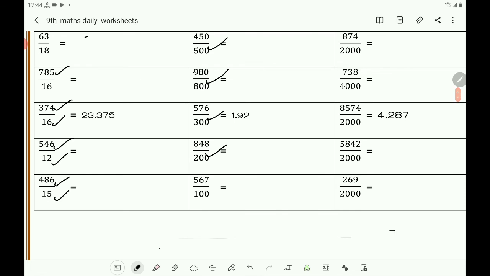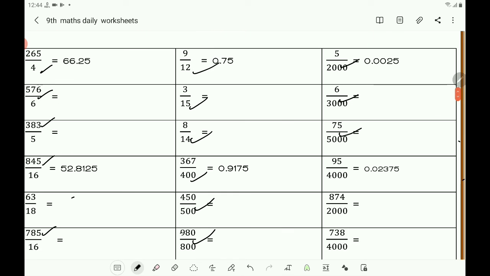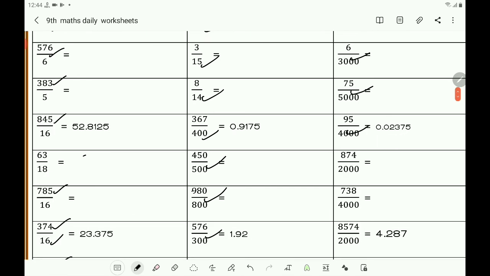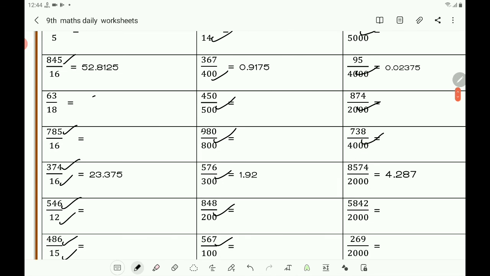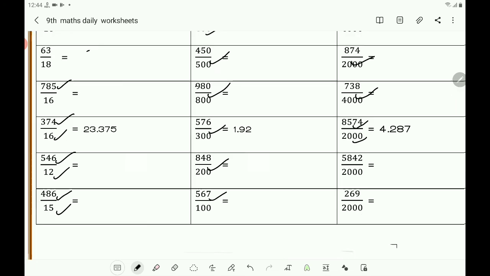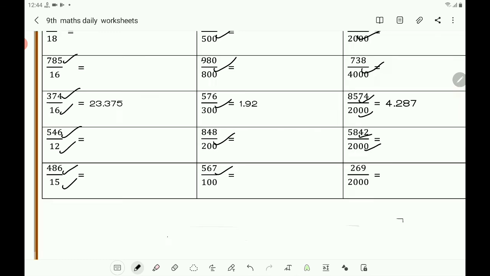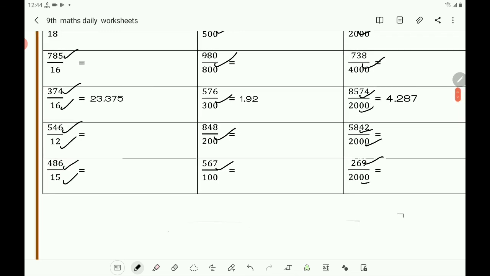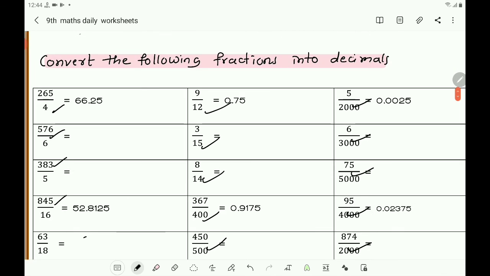848 by 200. 567 by 100. 5 by 2000. 6 by 3000. 75 by 5000. 95 by 4000. 874 by 2000. 738 by 4000. 8574 by 2000. 5842 by 2000. 269 by 2000. These are the fractions to be converted into decimals.